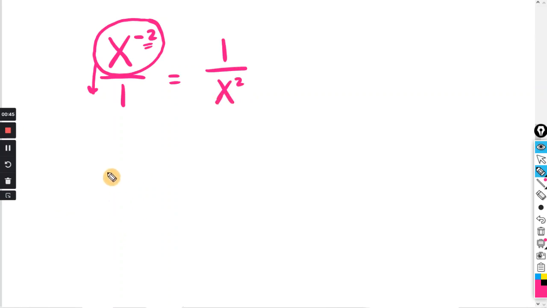All right. And let's say, for example, I had 1 divided by x to the negative 3. Again, I can take this whole thing and move that into the numerator and change the plus minus sign on the exponent. So 1 over x to the negative 3 is just the same as x to the 3rd.